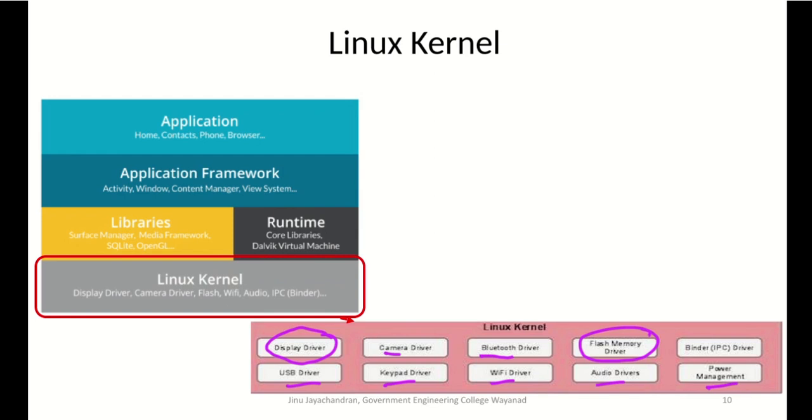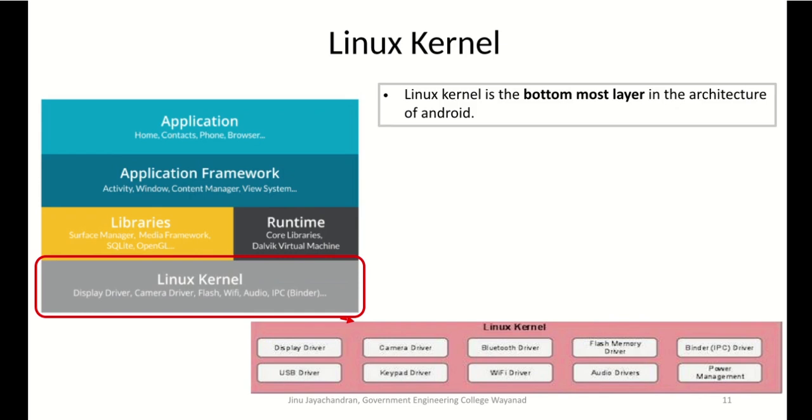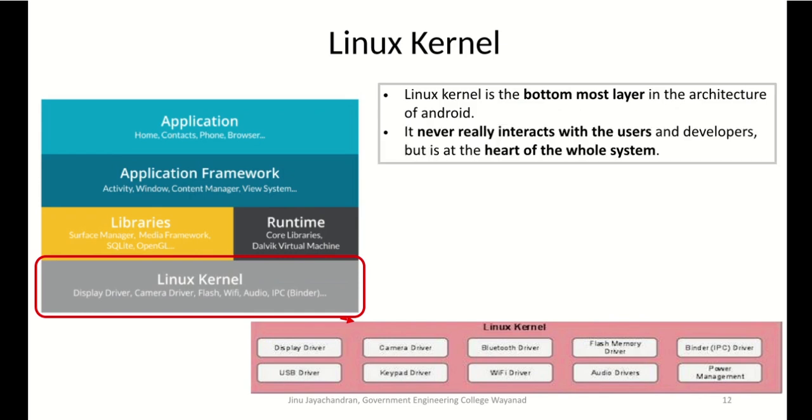And so all these layers, all these modules are different modules in the Linux kernel which will interact with the upper layers. So the Linux kernel is the bottommost layer in the architecture of Android, and it never interacts with the user. The user only interacts with the application. The application indirectly interacts with the Linux kernel, but the user doesn't need to interact with the Linux kernel directly.